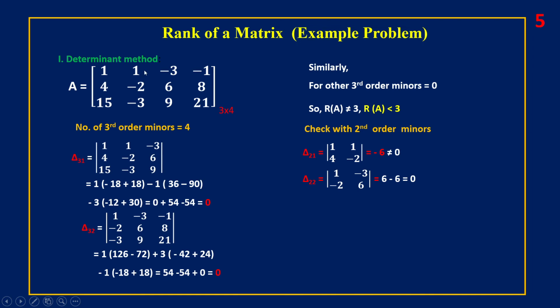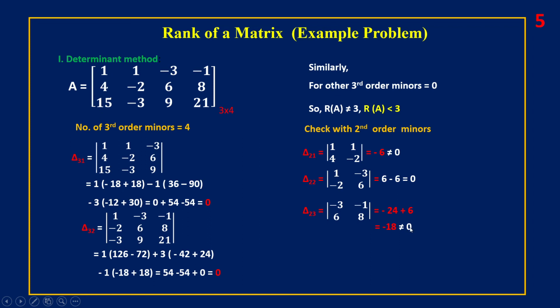And delta 2, 2 is the second column, third column, row 1, row 2. So 1, minus 3, minus 2, 6. That is equal to 0 only. And again delta 2, 3, the other second order minor, that is equal to minus 18, that is not equal to 0.